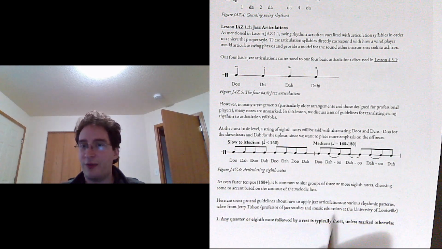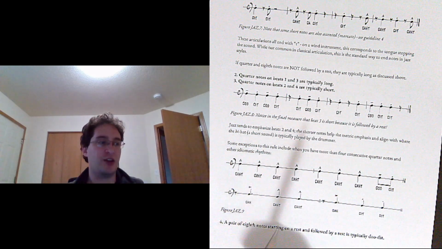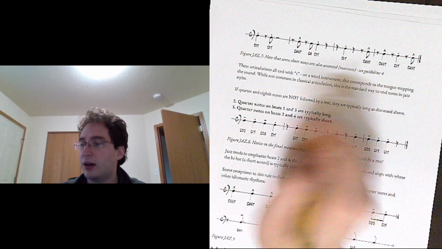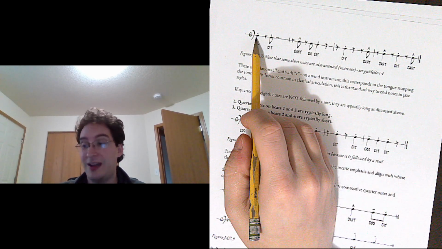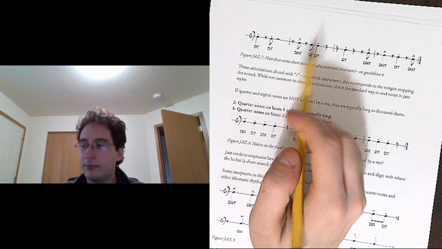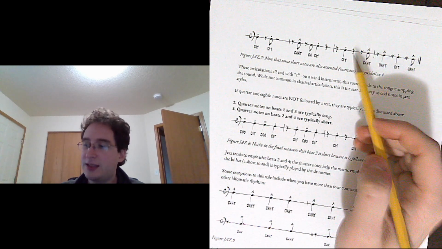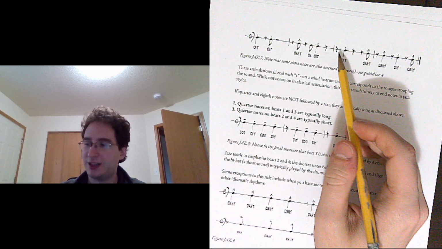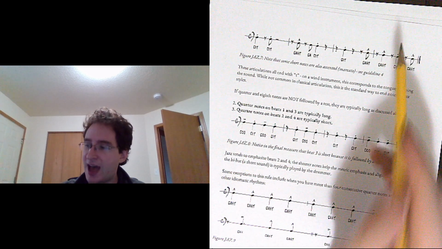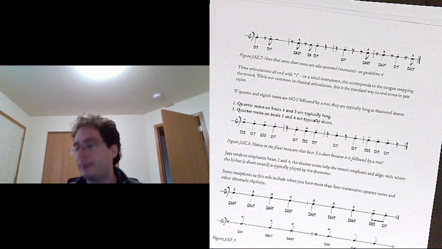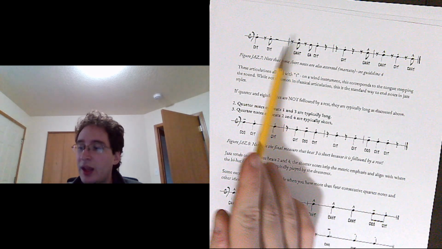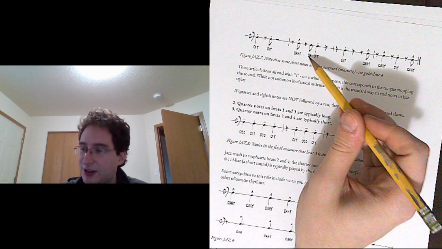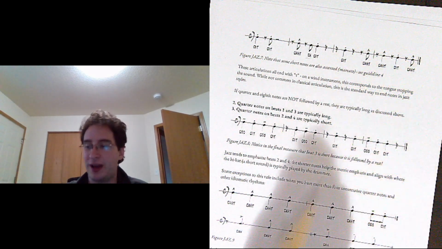So any quarter or eighth followed by a rest is typically short, unless marked otherwise. So if all of this were unmarked, this is what you would say. Dit, dit, dot, dit, dit, dot, dot, dit, dot. That was a little weird at the end. Dit, dot, dot, dit, dot. And depending on the line, maybe some of the dits would be dots or vice versa. The only long note in here is the da, because it's not followed by a rest. It's followed by a quarter note.